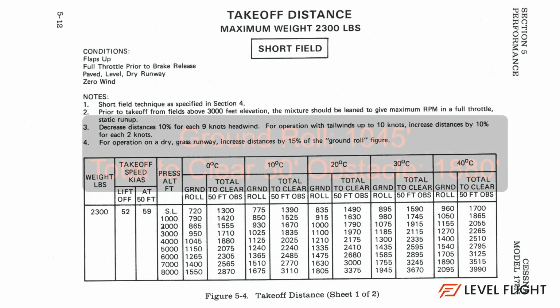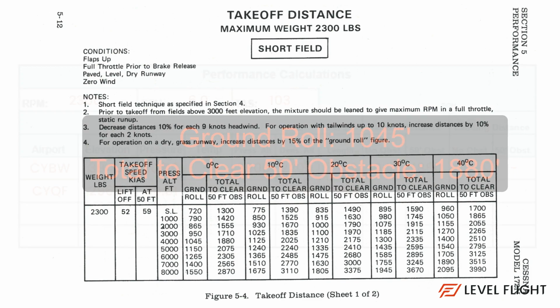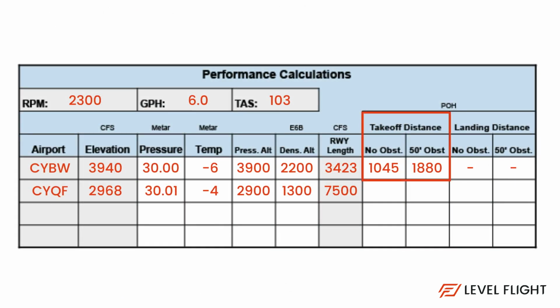We have determined the ground roll to be 1,045 feet and the total distance to clear a 50-foot obstacle of 1,880 feet. Add these numbers to your nav log.